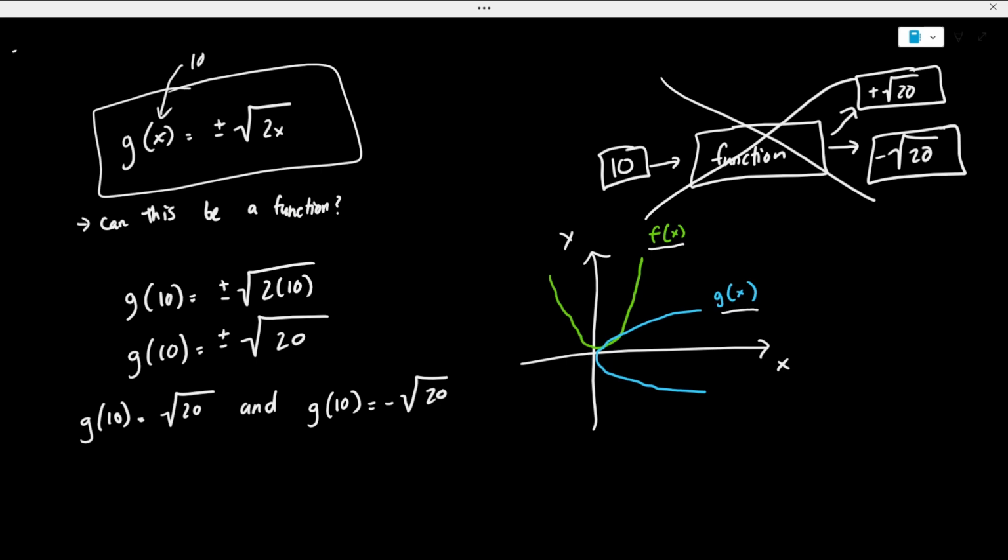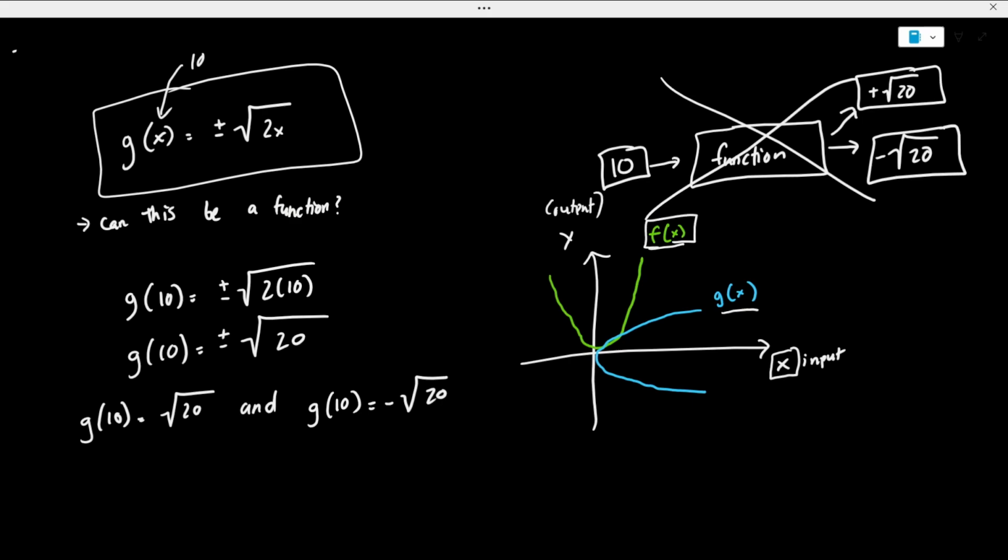Okay, so let's figure out which one of these is a function and which one is not. So how do we define a function? What even is a function? A function is something that takes in only one input and gives you only one output. Now, if we take these x values to be the input and these y values to be the output of the function, then this is what's happening.